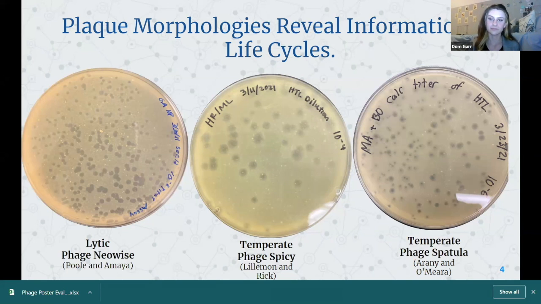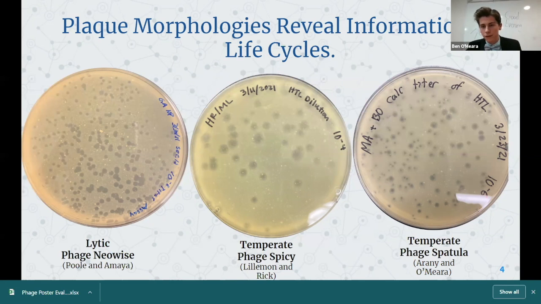So looking at the plaque morphology specifically, which morphology just refers to the physical characteristics of it, we can first look at the phage Neowise on the left. We can see that on this M. smeg bacterial lawn that there are these plaque sites, which are the regions in which the phage has targeted and destroyed the M. smeg bacteria. Due to the clear and clearly defined nature of these plaques, we can name the phage Neowise as a lytic phage because it is only destroying the bacteria during the lytic cycle.